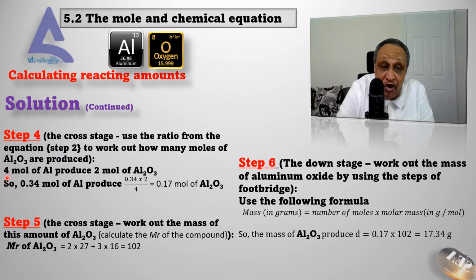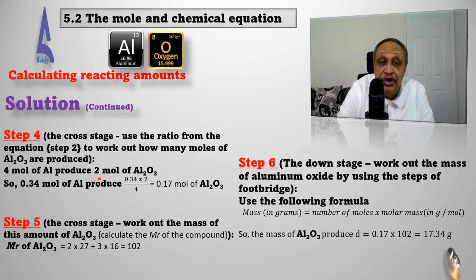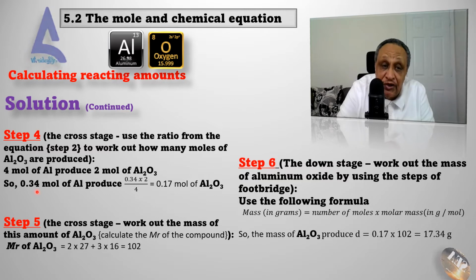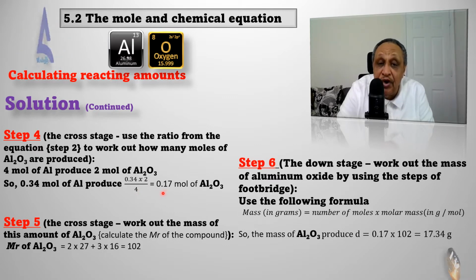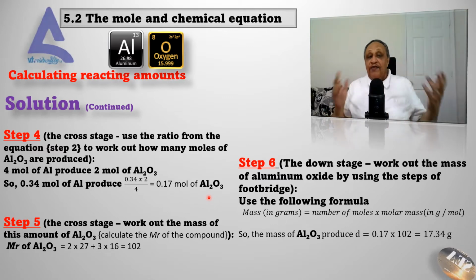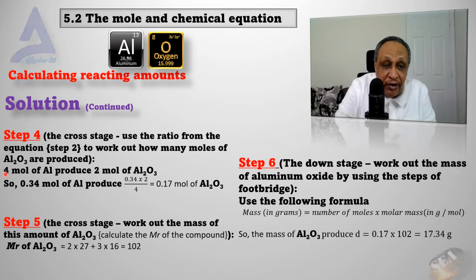So if 4 mole of aluminum produce 2 mole of aluminum oxide, then 0.34 mole of aluminum produce 0.34 multiplied by 2 over 4, which equals 0.17 mole of aluminum oxide. That is obvious, if 4 give 2, that means 2 give 1.